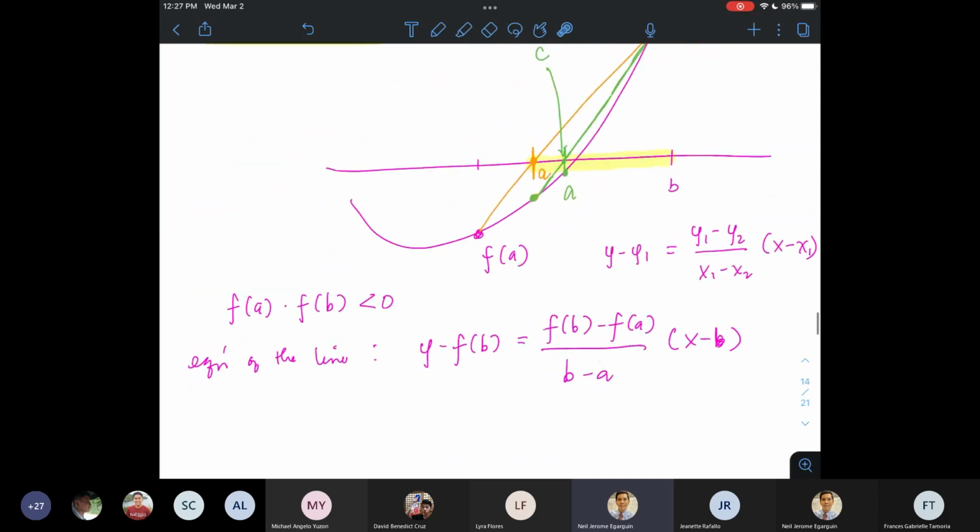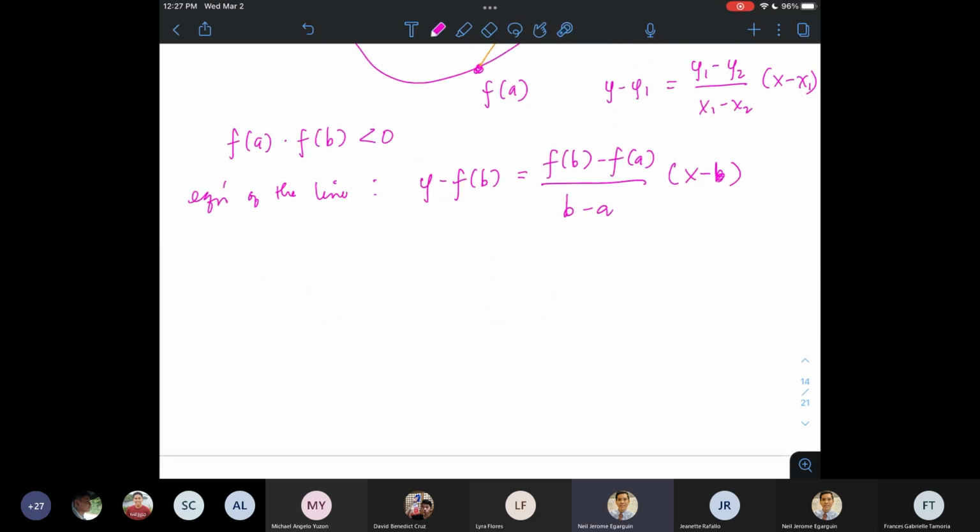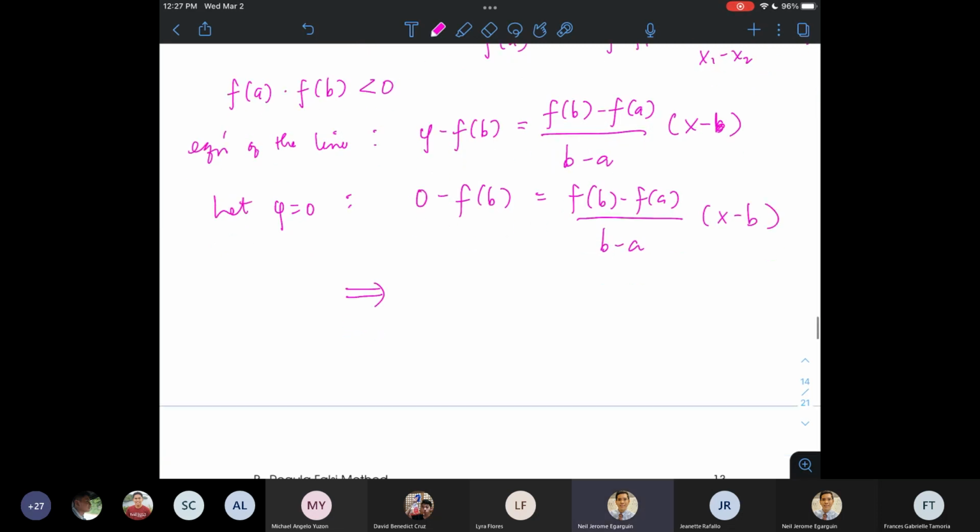Para makuha si C, kunin natin yung value ni x na nagzi-zero yung y. So here, let's just let y be equal to 0 and then solve for x. So we'll have 0 minus f of b equals the same thing, times x minus b. Then let's solve for x, all right? Solving for x will give us what?